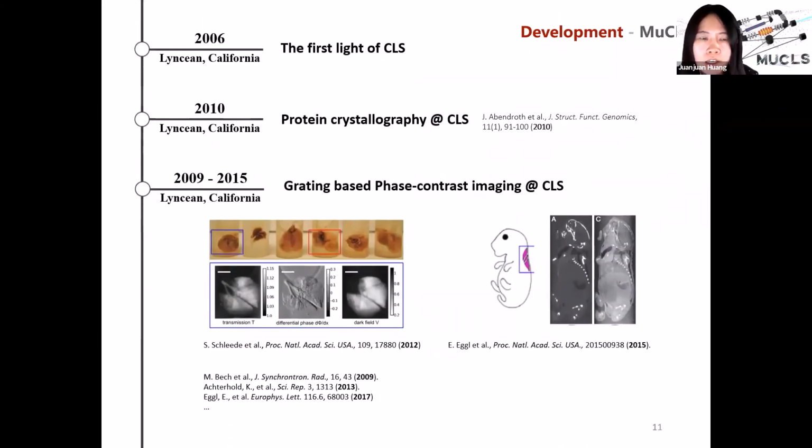In 2006, they observed the first X-rays from the compact light source. And since then, they have done some crystallography work. And during the period of 2009 to 2015, some previous PhD students from our group went to California and have done some grating-based phase contrast imaging work, because there were quite some nice results with the source at that time.